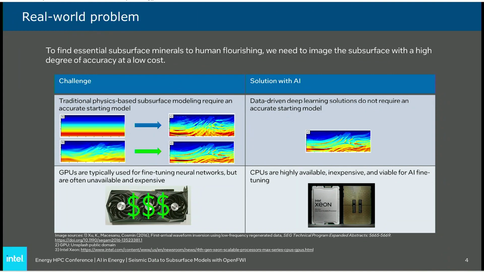The real world problem that I wanted to address today is how to find essential subsurface minerals using this subsurface imaging technique, but at a low cost. The traditional physics-based approach does require an accurate Earth starting model, like I've pointed out on the top left. With a poor starting model, we don't end up with a great final result. But with a more accurate starting model, we end up with a much better subsurface imaging result.